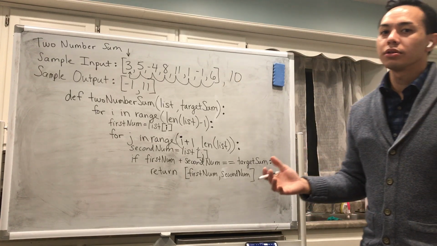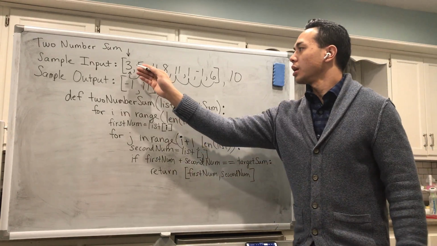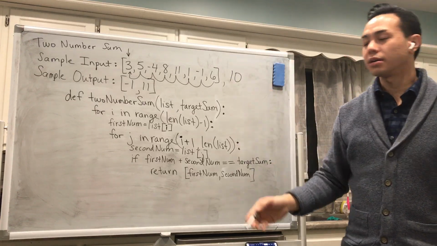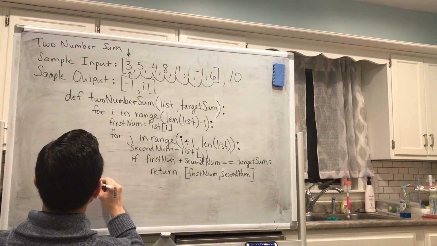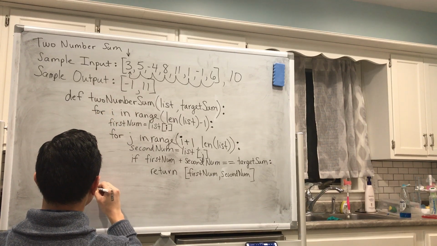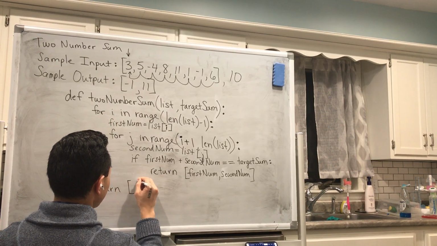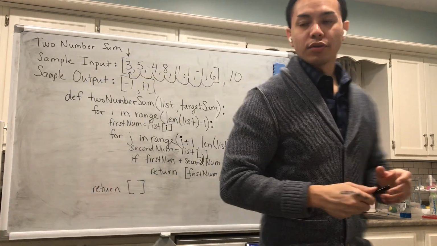We do need to do one more thing, and that is basically handle the case in which there's no two numbers in this list that add up to the target sum. So we're just going to use a little return statement here, line it up with this first for loop, and we're going to return an empty array. There you go, ladies and gentlemen. That's the brute force solution.